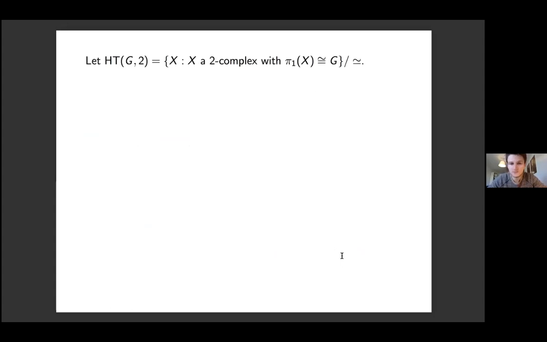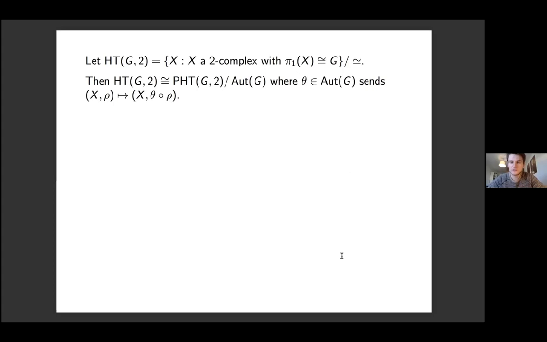And note that this is recovered from the polarized case by quotienting by an action of the automorphism group Aut G. And in particular, the idea is you can take one polarized complex X rho to another by composing the polarization with an automorphism of the group G. Okay, and by doing this, you can actually get between all of them, and therefore the quotient by this action recovers the original two complexes up to homotopy.